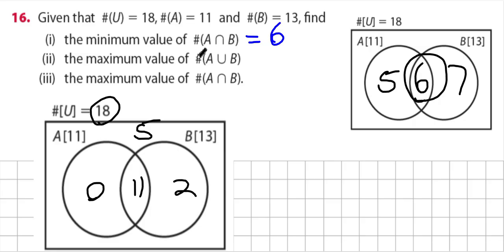Which one has the maximum value of A union B? Well, let's find out. What's 0 plus 11 plus 12? 13 is one answer. And what about this answer over here? 5 plus 6 plus 7. So which one's the maximum? 18 is the maximum. Sorry, the maximum value of the intersection. 11. You cool with that?